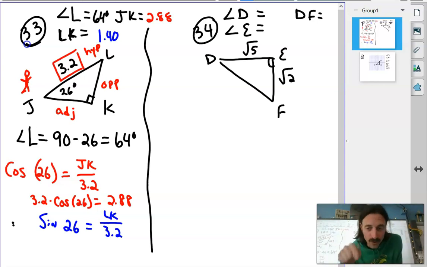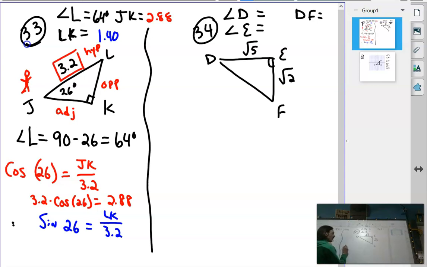Now in problem 34, they give you two sides and one 90-degree angle. In this case, I need to use inverse trig ratios, or arcsine, arccosine, arctangent, to find my angles. And I can also use the Pythagorean theorem to find any side of a right triangle if I already know two sides. In this case, I'm looking for the hypotenuse. So let's just do it.